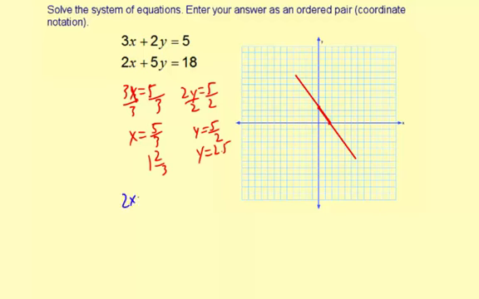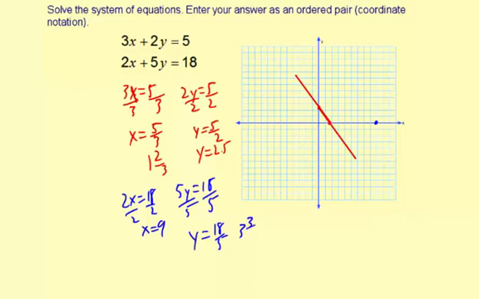2x equals 18. Divide by 2. So x equals 9. Put that 2, 4, 6, 8, 9. That's right there. For the y-intercept, we have 5y equals 18. Divide by 5. y equals 18/5. And that's the same thing as 3 and 3/5. So I'm going to estimate 3.6 for the y-intercept. It's about right there.